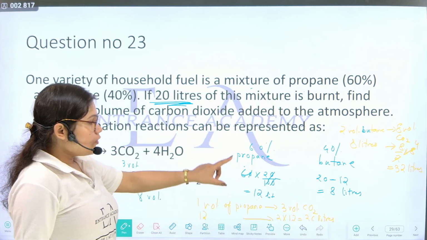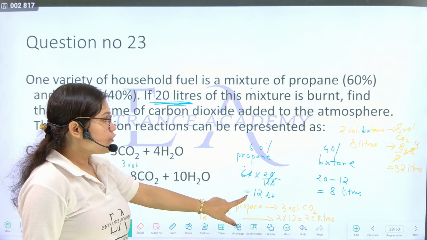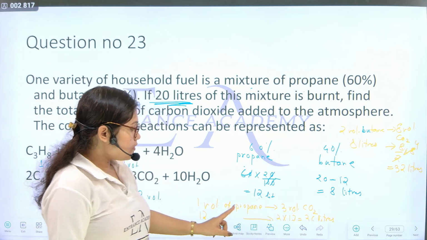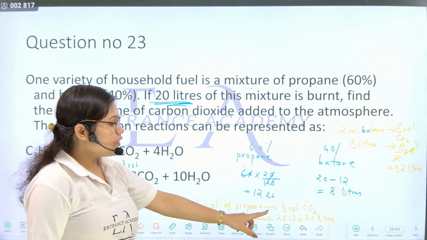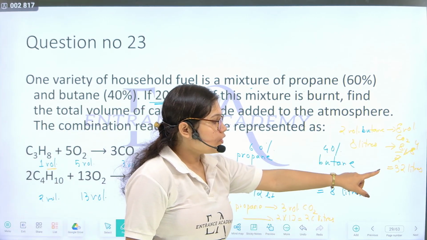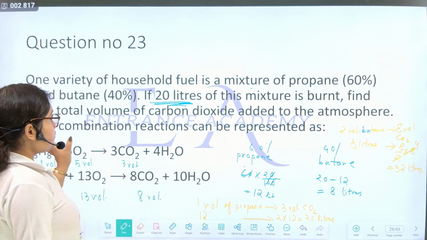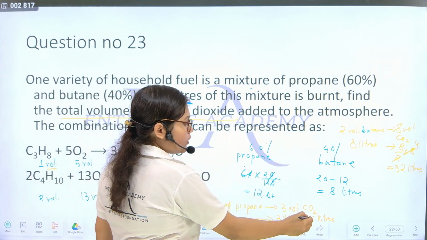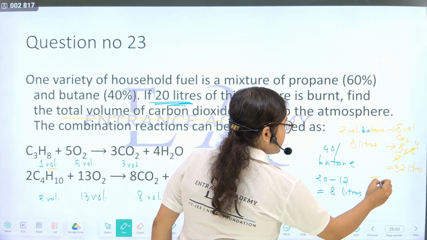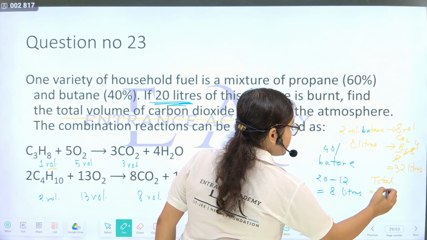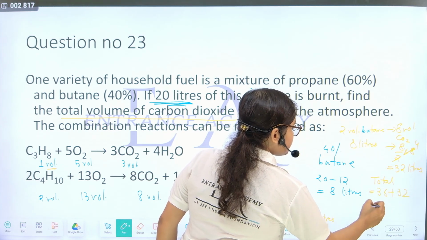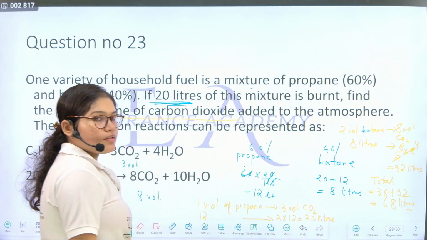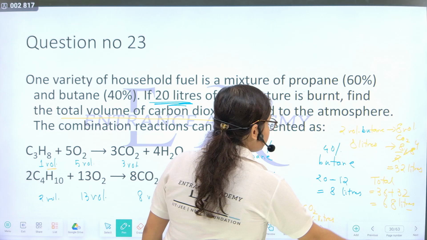So this is from 60% propane, that is 12 liters of propane in the mixture, and 40% butane, that is 8 liters of butane in the mixture. From this propane we have 36 liters, and from butane we have 32 liters. So the question is what should be the total volume of carbon dioxide, that is 36 plus 32, 68 liters. So 68 liters is the answer. Next.